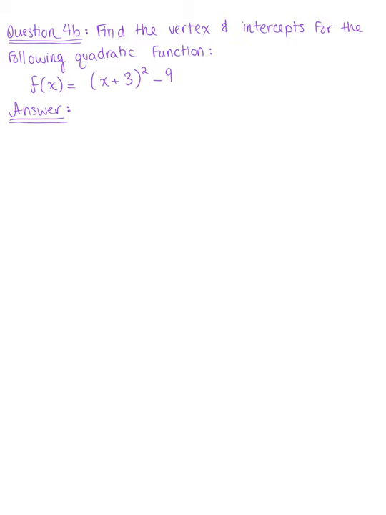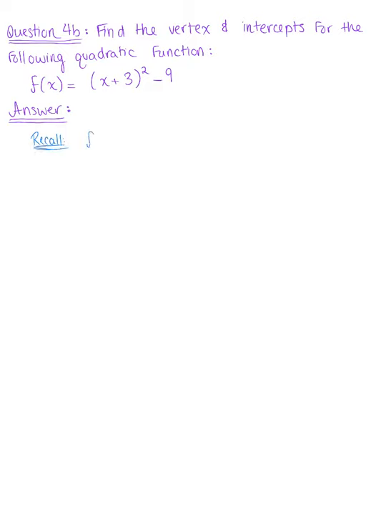Find the vertex and intercepts for the following quadratic function. We are given f of x is equal to (x + 3) squared minus 9. So let's start by recalling the form of the quadratic function that we're given.